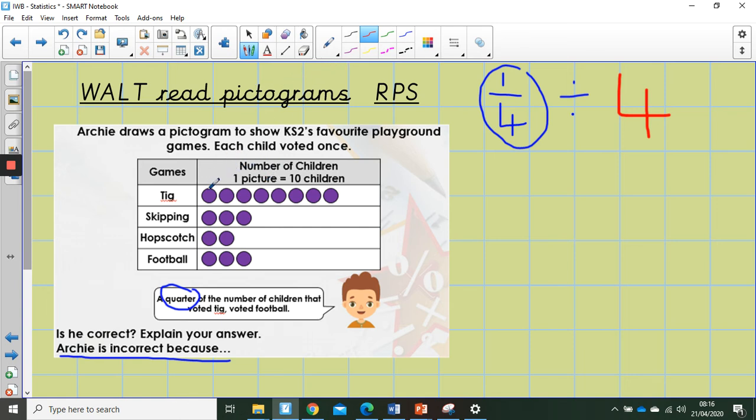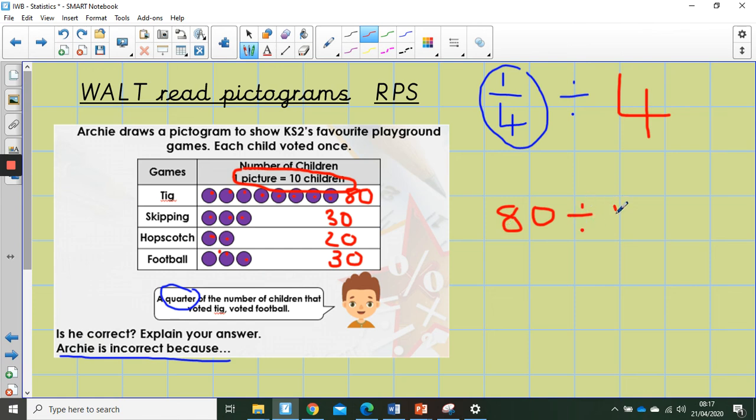So let's have a look. The number of children that like Tig: 10, 20, 30, 40, 50, 60, 70, 80. If you're wondering where I got the 10 from, it's from here. One picture, one circle is 10 children. 10, 20, 30. 10, 20. 10, 20, 30. A quarter of the number of children that voted Tig voted football.